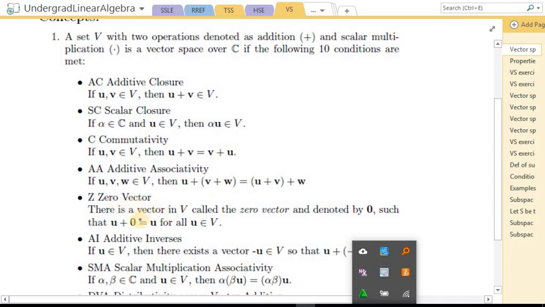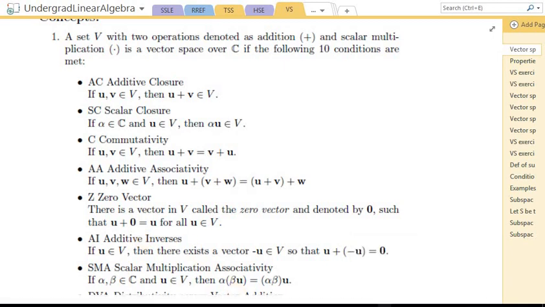There is a zero vector that, added to any other vector, gives the same vector. There is an additive inverse vector that we call minus u, which is suggestive. In fact, minus u turns out to be minus 1 times u, where minus 1 is the scalar minus 1. But we say there's an additive inverse vector such that u plus minus u equals 0.